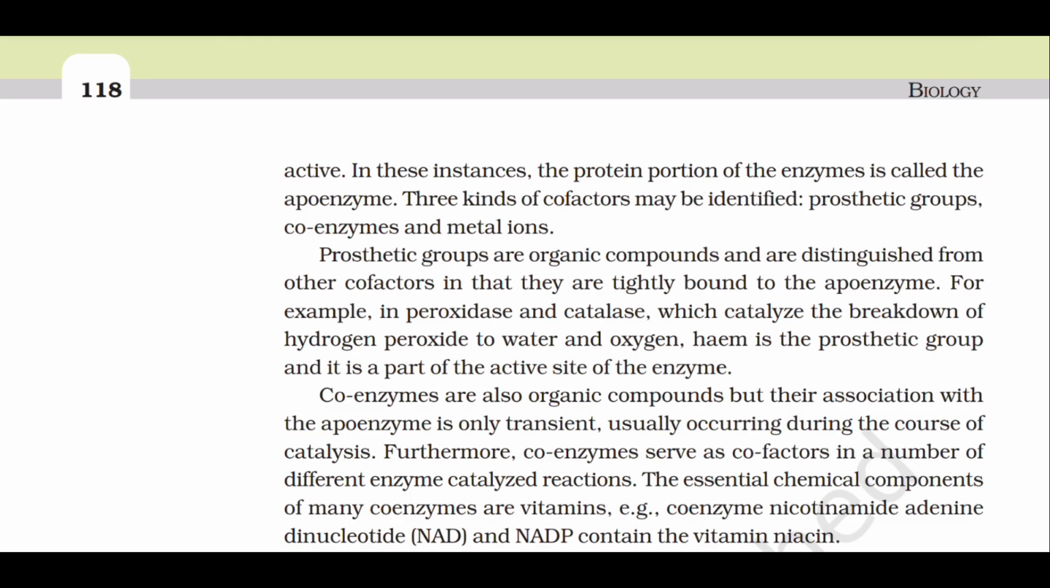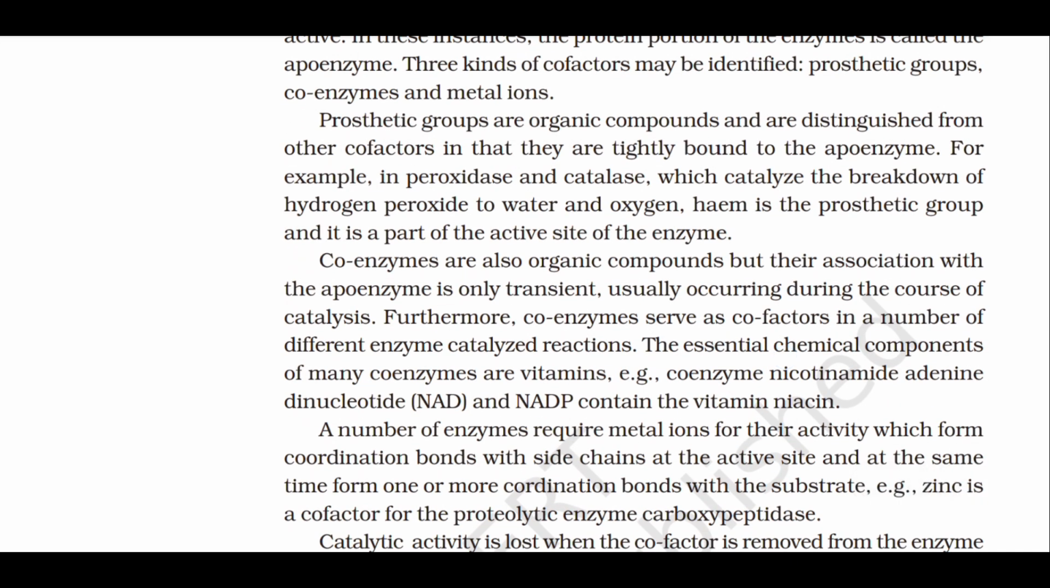For example, in peroxidase and catalase, which catalyze the breakdown of hydrogen peroxide to water and oxygen, heme is a prosthetic group and it is a part of the active site of the enzyme. Coenzymes are also organic compounds, but their association with the apoenzyme is transient, usually occurring during the course of catalysis. Furthermore, coenzymes serve as cofactors in a number of different enzyme-catalyzed reactions. The essential chemical components of many coenzymes are vitamins. For example, the coenzymes nicotinamide adenine dinucleotide and NADP contain the vitamin niacin.